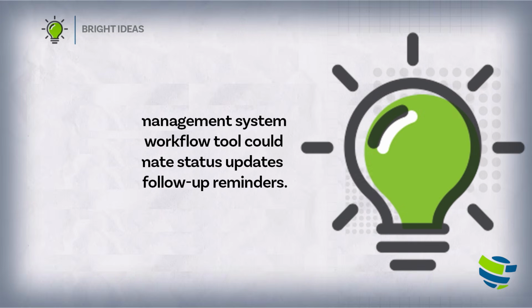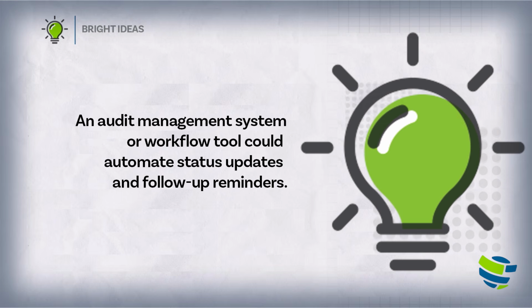You don't have to use all of these at once. Even one or two can make a real difference in how efficiently your team works. Here's a bright idea. If your team is still using spreadsheets to track open audit findings, look at whether your organization's audit management system, or even a simple workflow tool, could automate those status updates and follow-up reminders. Manual tracking of due dates is exactly the kind of repetitive task automation handles well.